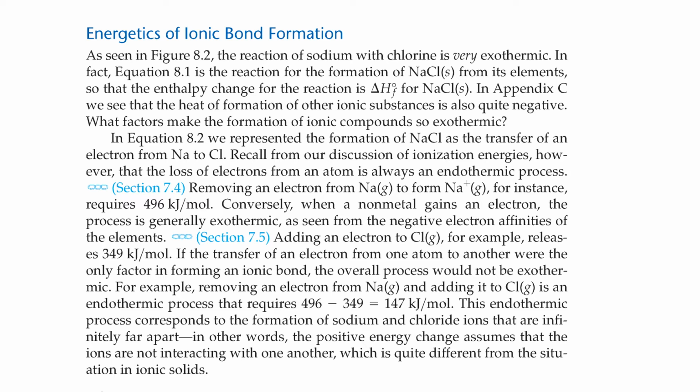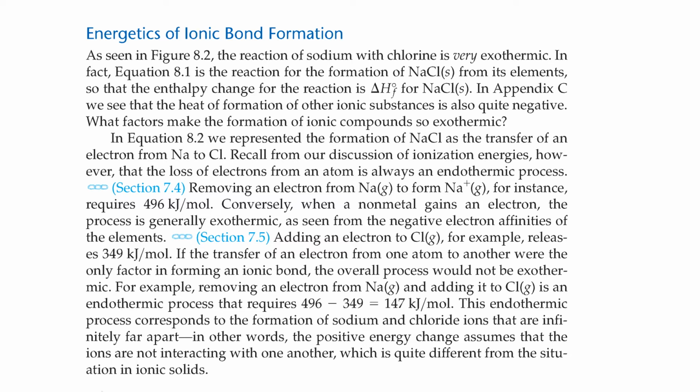Conversely, when a nonmetal atom gains an electron, the process is generally exothermic, as seen from the negative electron affinities of the elements. Adding an electron to chlorine gas, for example, releases 349 kilojoules per mole. If the transfer of an electron from one atom to another were the only factor in forming an ionic bond, the overall process would not be exothermic. For example, removing an electron from sodium and adding it to chlorine is an endothermic process requiring 496 minus 349 equals 147 kilojoules per mole.